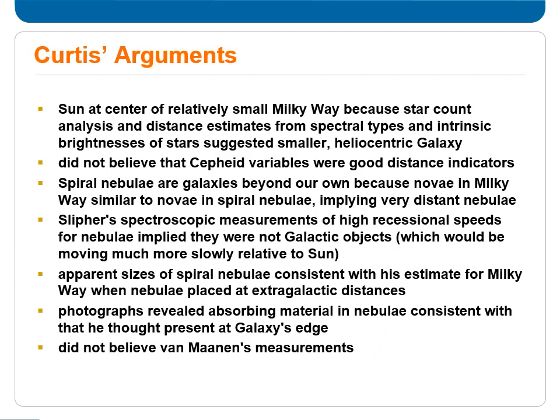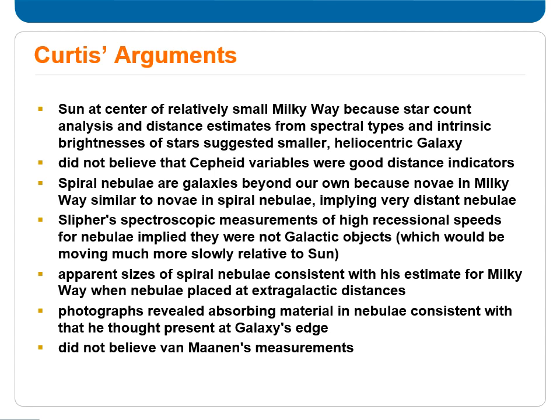More specifically, Curtis argued that the Sun is at the center of a relatively small Milky Way, because star count analysis and distance estimates from spectral types and intrinsic brightnesses of stars suggested a smaller, heliocentric galaxy. He did not believe that Cepheid variables were good distance indicators.